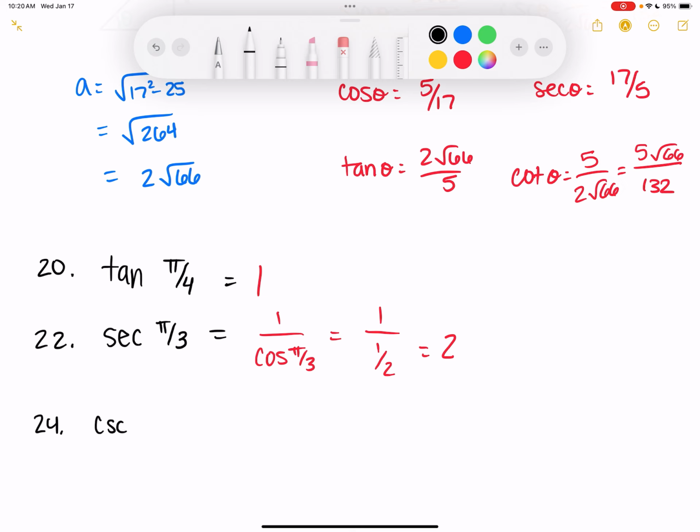24, the cosecant of pi over 3. So what does cosecant go with? Sine. So this is going to be 1 over the sine of pi over 3. And what's the sine of pi over 3? Root 3 over 2. So 1 over root 3 over 2. Keep, change, flip is going to make it 2 over root 3 or 2 root 3 over 3.